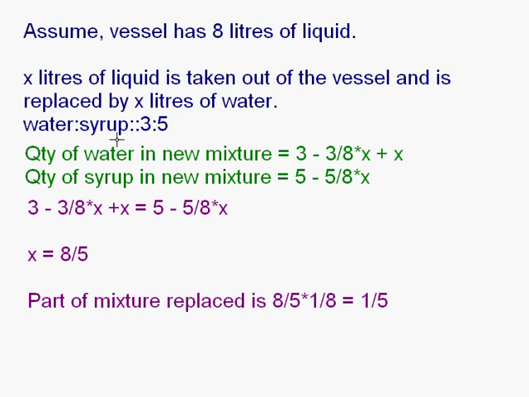Ratio is given of water to syrup as 3 is to 5, so quantity of water in the new mixture will be 3 minus 3 upon 8 x plus x, because x amount of water is being added to the water. Quantity of syrup in the new mixture will be 5 minus 5 upon 8 x. So equate these two, because given the ratio is the same, x will be 8 upon 5. So the part of mixture replaced is 8 upon 5 times 1 upon 8, that's equal to 1 upon 5.